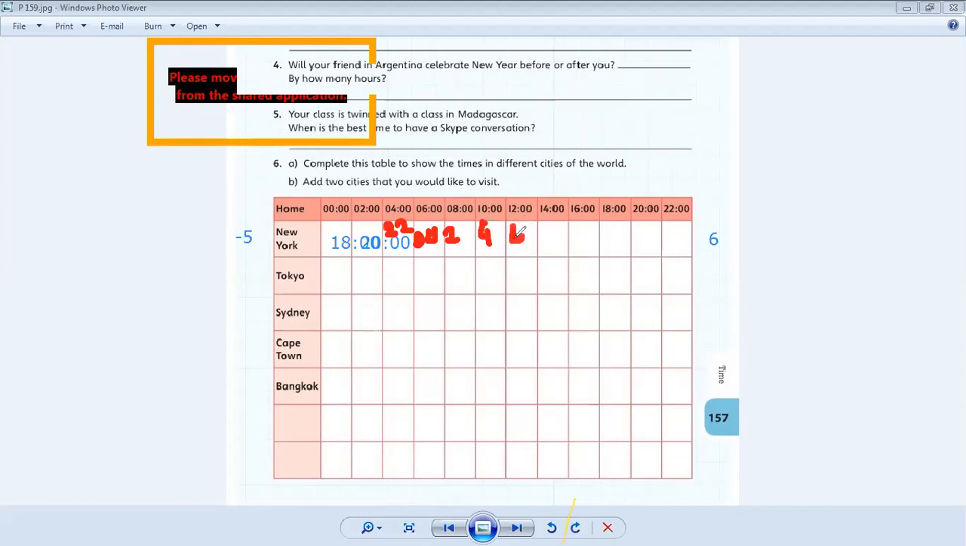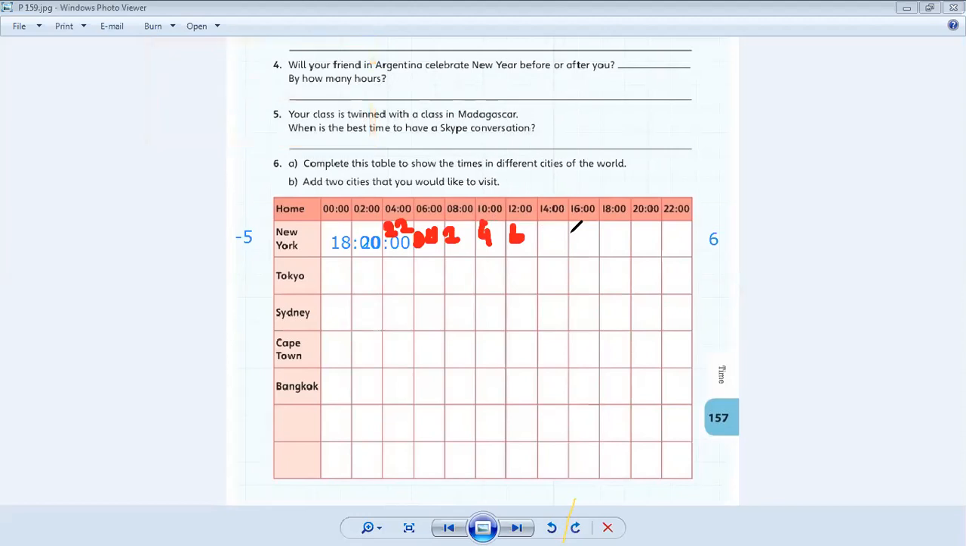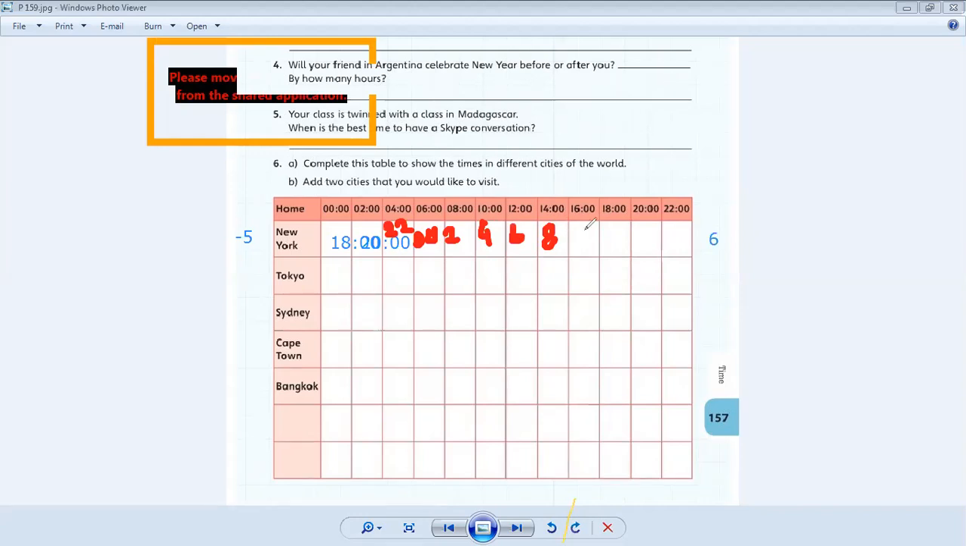6 a.m. in New York, okay? And if it's 14 here, it's 2 p.m. in the afternoon. What is the time in New York? 8 o'clock. Yes. Okay. If it's 16, 10 a.m.